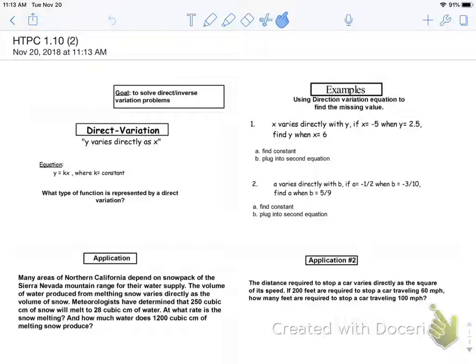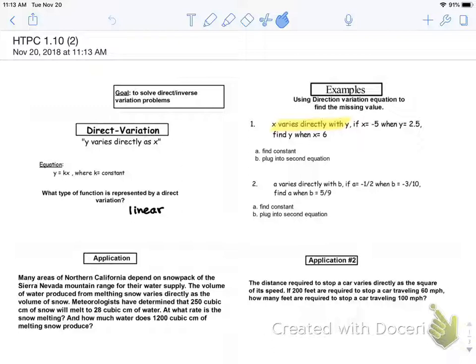What type of function are we used to being a direct variation? Hopefully you're thinking a linear, because that represents y equals mx plus b. So if I'm looking at this first example, it says use direct variation equation to find the missing variable. So it says x varies directly with y. So that's important. That's going to tell us a lot of information.